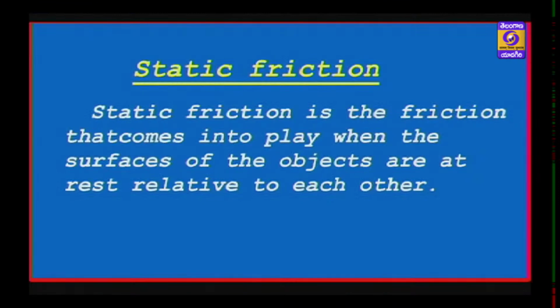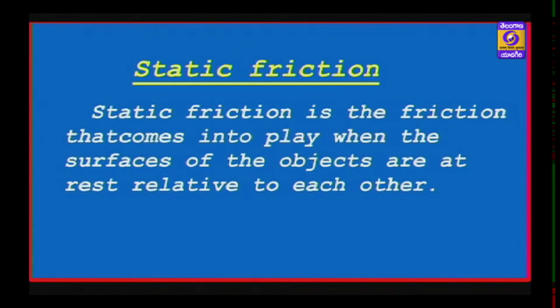First, let us know about static friction. Static friction is the friction that comes into play when the surfaces of the objects are at rest relative to each other. Let us once again repeat. Static friction is the friction that comes into play when the surfaces of the objects are at rest relative to each other. Static implies rest. So, static friction comes into play when the objects are at rest relative to each other.